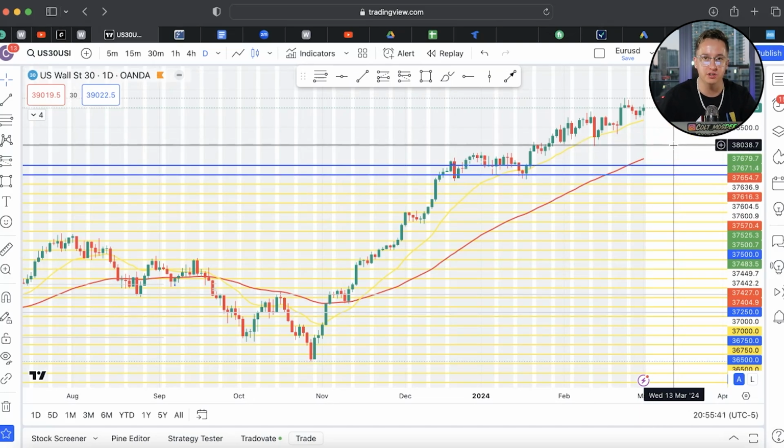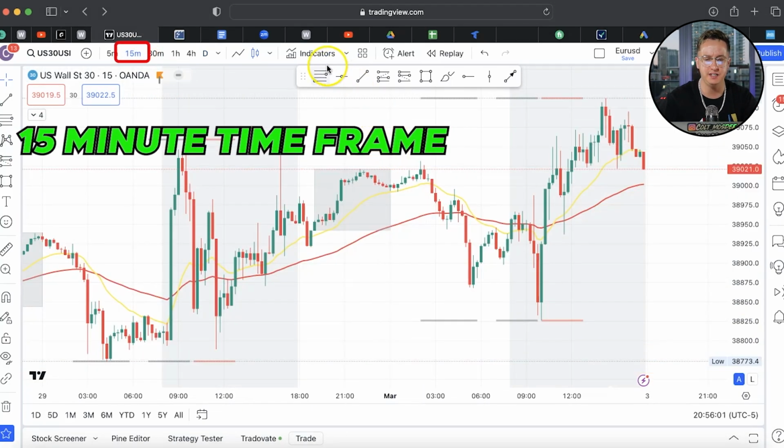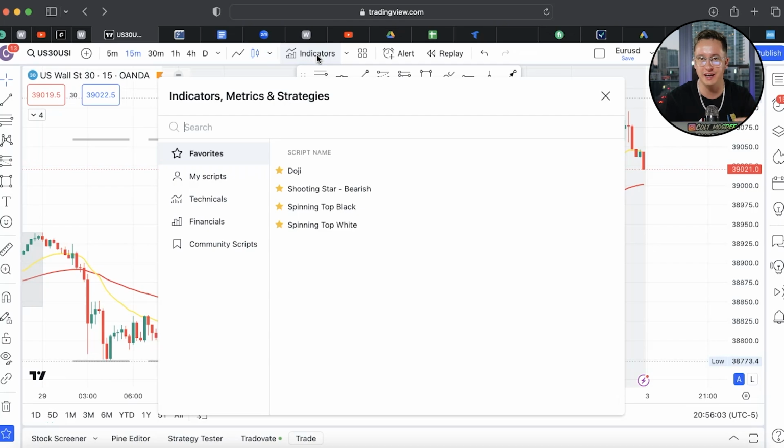So the first thing that you want to do when you're looking at your charts is figuring out what type of trend we are in. When we go and look at the daily time frame, we can see that we are in an uptrend. Now, before we move to the next step, let's go to the minute 15 time frame, and I'm going to give you guys two indicators that I use.